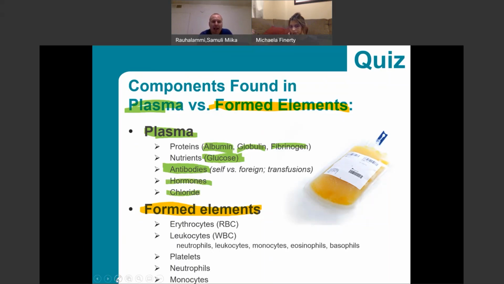When we looked at the formed elements, well, this makes our life easy because we went through these quite well. So red blood cells are one of the formed elements. They just happen to use the fancy word for red blood cells in the quiz, so erythrocytes. Same goes for white blood cells. Rather than saying white blood cells, they ask in the quiz that you would recognize that leukocytes are found in formed elements rather than in plasma.